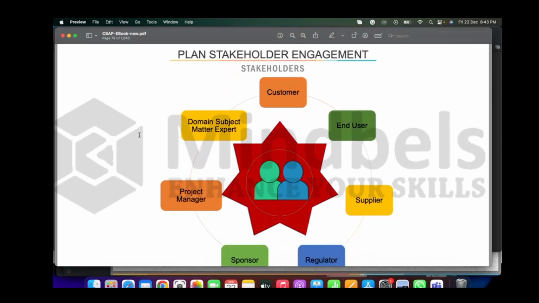Now, here is your stakeholder management planning. What are the stakeholders? We discussed, right? They're stakeholders like customer, SMEs, project manager, end user, supplier, regulator, sponsor. So these many people are your stakeholders in your project. So you have to coordinate, you have to collaborate, you have to communicate. Everything has to be between all of these people. It should not be only with one person or two persons, it should be with everyone. So that is important.